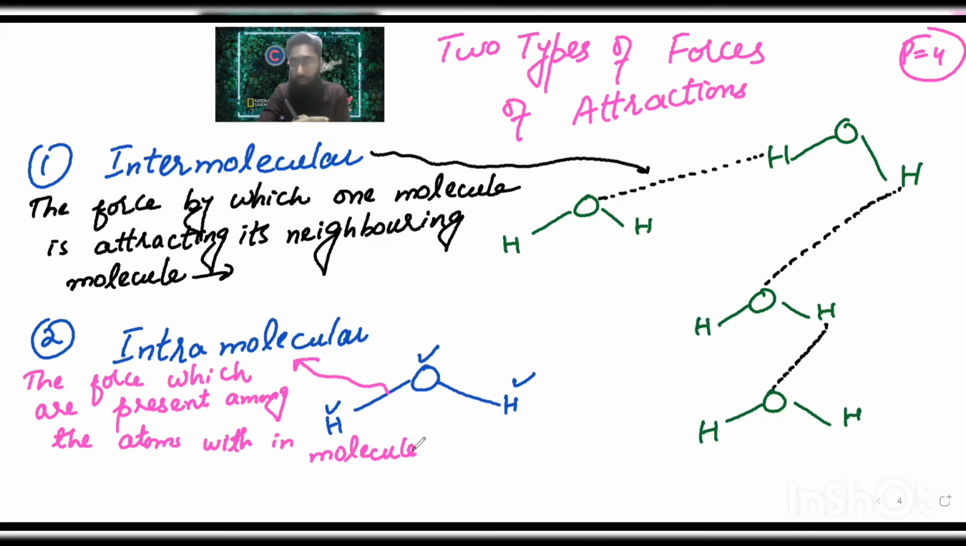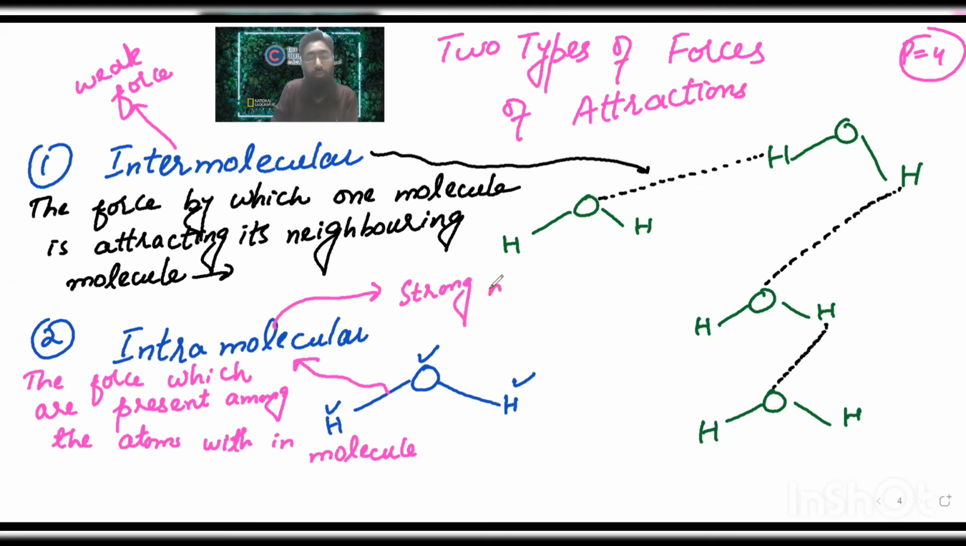So how many forces of attraction are there? Two types of forces of attraction. Intermolecular force is a weak force, not very strong. Intramolecular is a very strong force. Weak force and strong force. Intermolecular is weak, not strong enough as intramolecular. And these things are mentioned here as well.